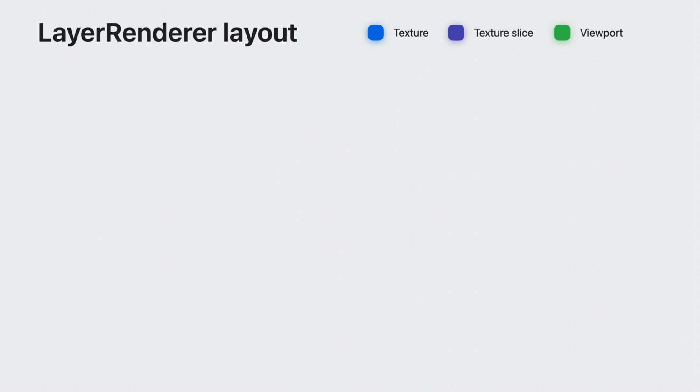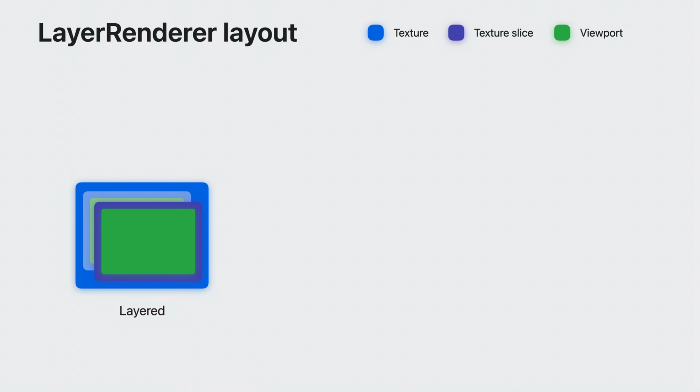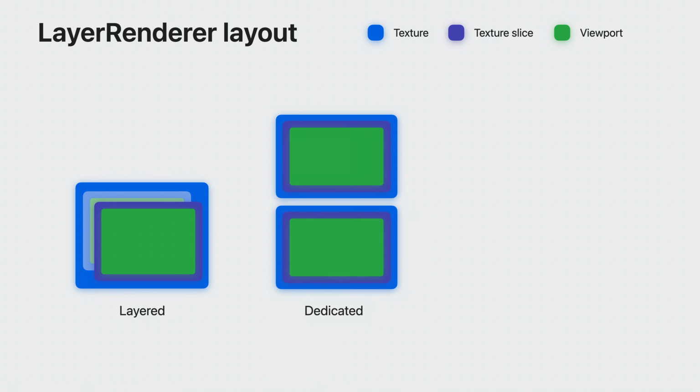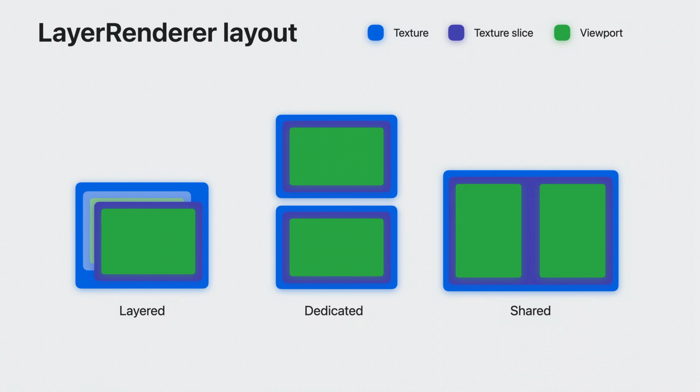The Layer Renderer Layout lets you choose different mappings between the texture, slice, and viewport. With Layered, Compositor will use one texture with two slices and two viewports. With Dedicated, Compositor will use two textures with one slice and one viewport each. And finally, with Shared, Compositor will use one texture, one slice, and two different viewports for that slice. Choosing which layout to use will depend on how you set up your rendering pipeline.